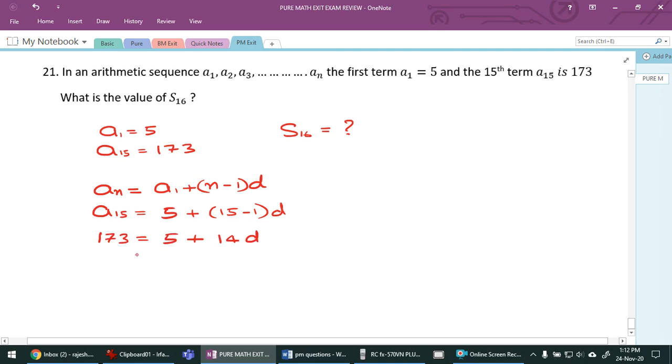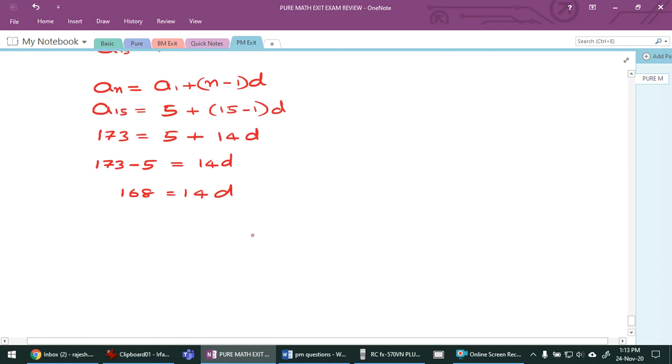15 minus 1, 14. Okay, I want d. D is the common difference. So 173 minus 5. 5 will come to the left. So minus 5 equal to 14d. So 168 equal to 14d. So what is d now? If you want to find d, 14 should go down. So 168 divided by 14, that is 12. So d is 12. The common difference d is now 12.